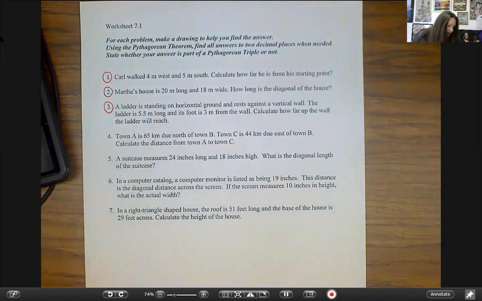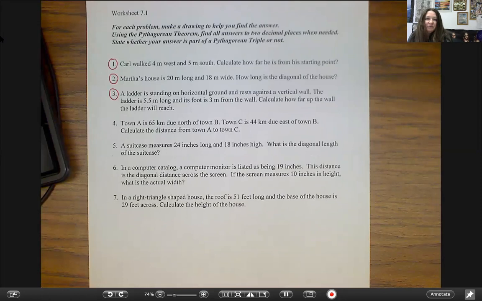Now, most of what we want to do with our problems is be able to apply the Pythagorean theorem to some applications. So I'm just going to work out a couple of these word problems here to see if you could set these up and apply your Pythagorean theorem.